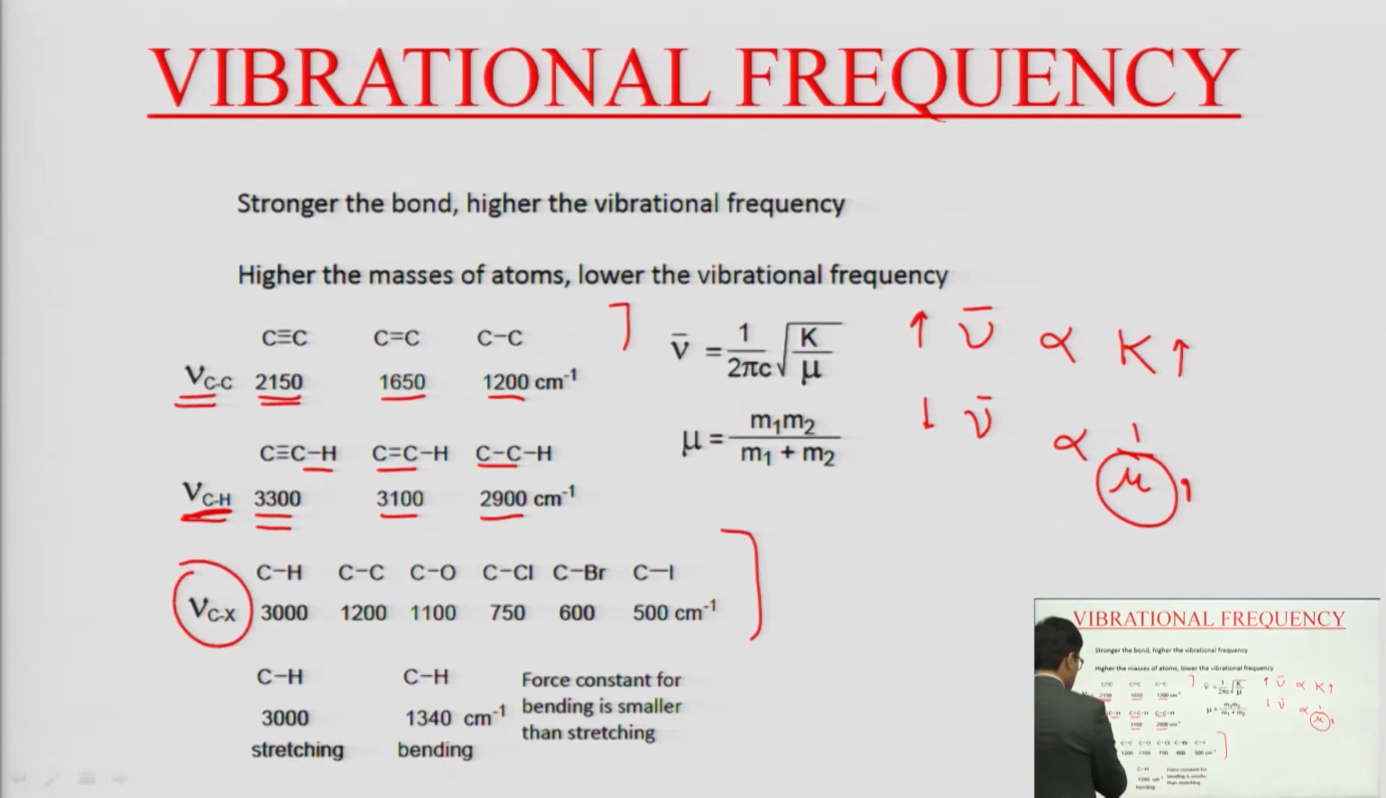Now you can clearly see the effect of mass. A CH bond has a frequency of around 3000 centimeter inverse, but when we replace the hydrogen with carbon, the value decreases to 1200. By replacement with oxygen, the value comes to 1100. With the halogens chlorine, bromine and iodine, you can see 750, 600 and 500. So these values keep decreasing.